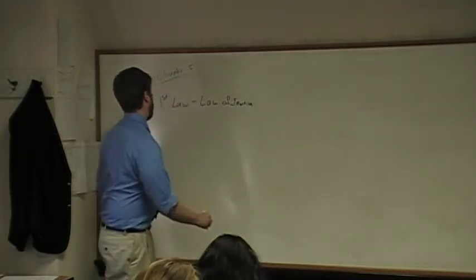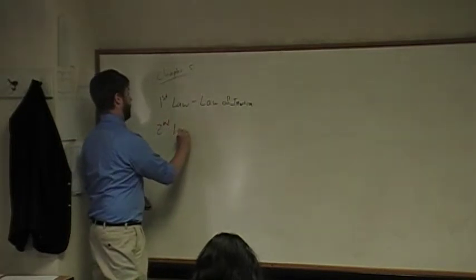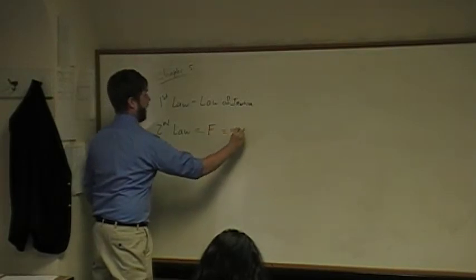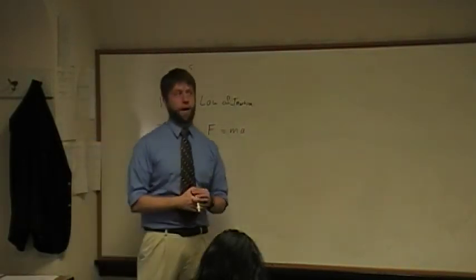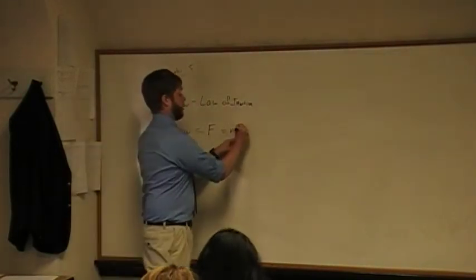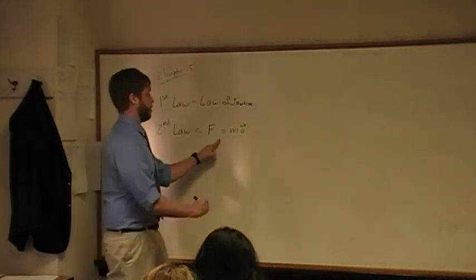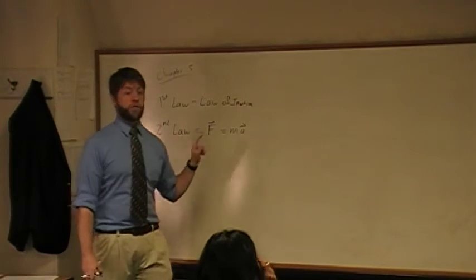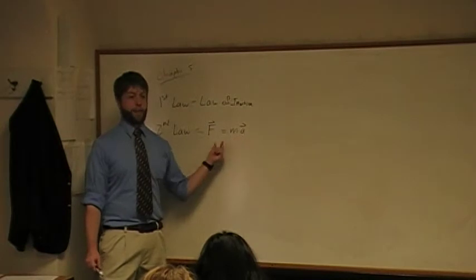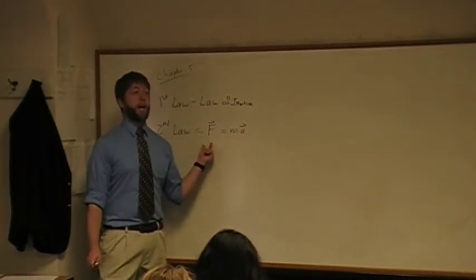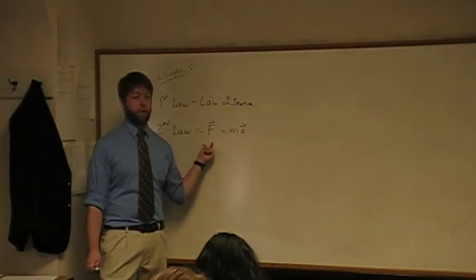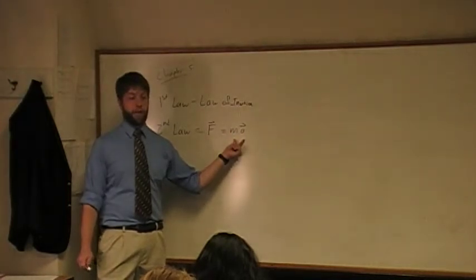Second law. F equals ma. Very good. Force is equal to mass times acceleration, F equals ma. Now, acceleration is what type of quantity? Vector. It's a vector quantity, very good. So that means that force is a vector quantity. So if an object is accelerating, it is experiencing a force. If you are pushing or pulling on an object, that is the definition of a force, and that means that you are going to accelerate.